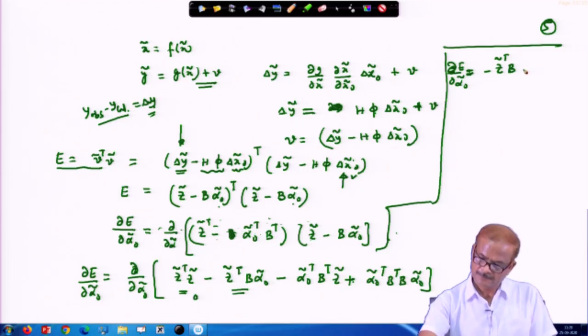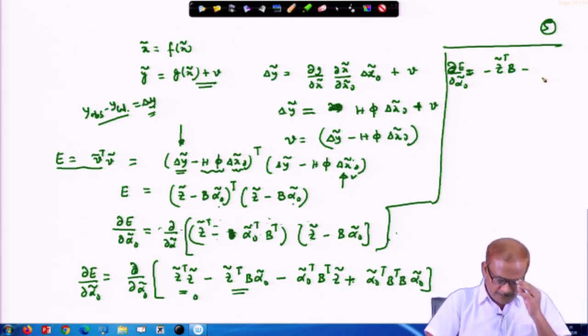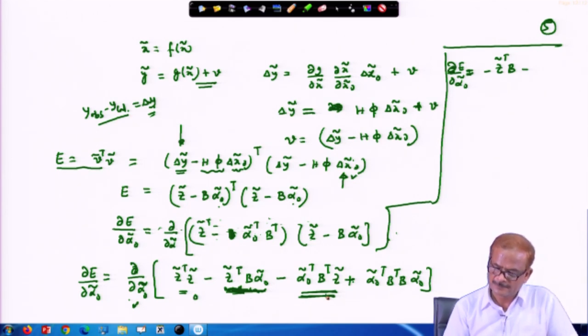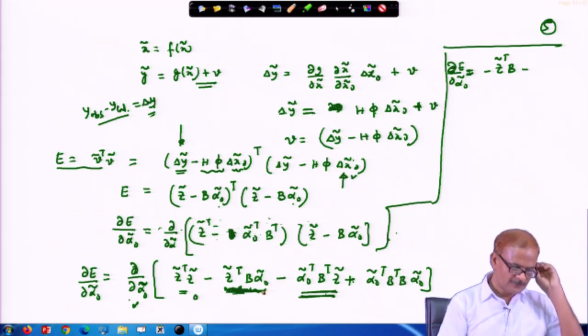Then the next one. Here we have to be a little careful in writing this. If you look at this quantity, this is a vector and you are taking the inner product of this vector, and therefore this turns out to be a scalar. But then we differentiate this scalar with respect to a vector. So, this will again become a vector, and this is also a scalar, and when you differentiate with respect to a vector, this becomes also a vector. So, these two can be combined together.